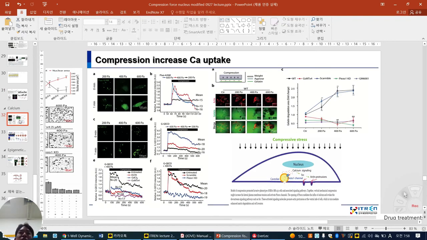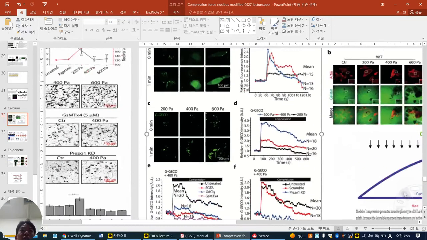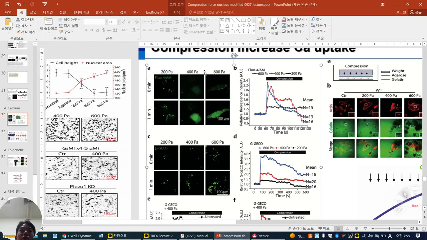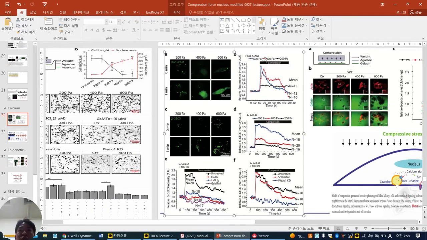Next, another secondary messenger, calcium, can change, right? So under compression, how does calcium change? Here, they induce 20 to 60 Pascal of compression. And then using a fluorophore dye, they track the calcium imaging, zero, normal basal level. And when you see increase of compression, they increase the intracellular calcium level. Okay? Using this dye, another dye, you can imagine they're all increasing.